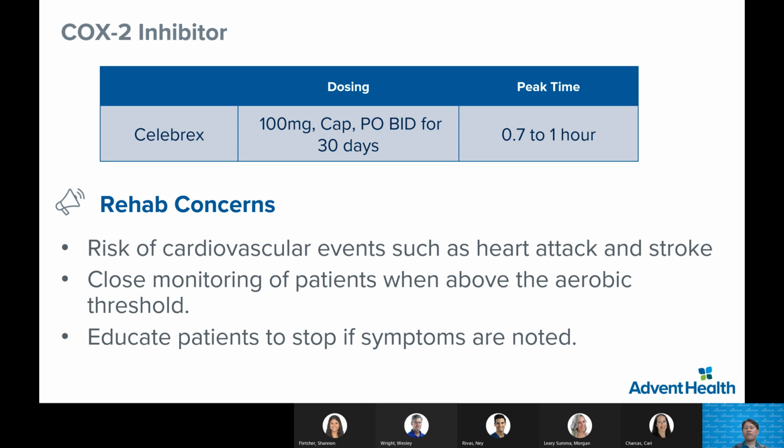So particularly in our rehab, we're walking the patient the whole way. If you notice that the aerobic threshold is being met, like the heart rate is going to 110, or I would say about 120 to 130, you should be watchful for the signs and symptoms for cardiovascular. The therapist should be attentive to the patient's cardiovascular status during activities, and also educate the patients to stop if there are any symptoms noted.